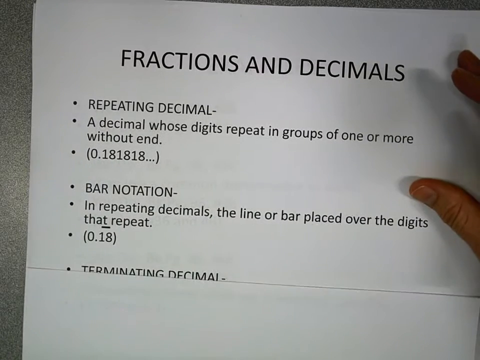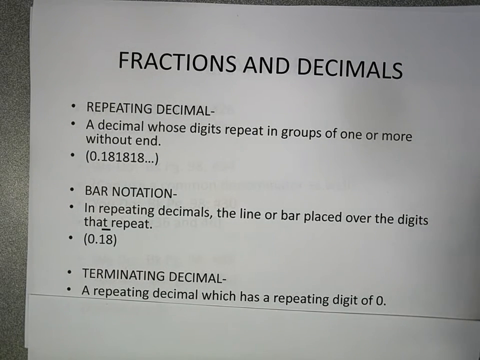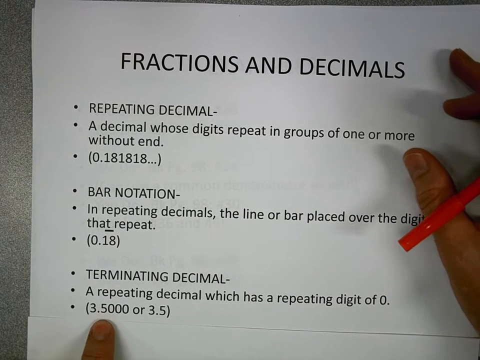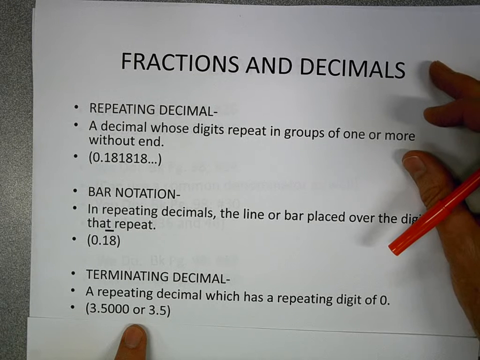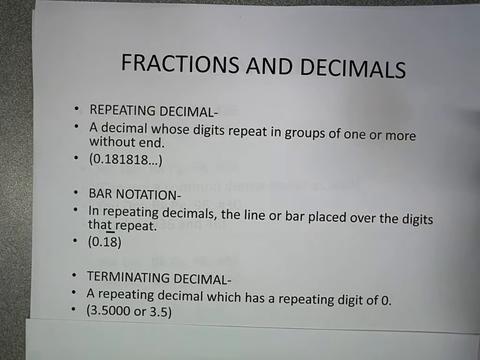And last but not least, terminating decimal, everyone. Terminating decimal. So here it is. You might see this definition somewhere. I always found this definition a little weird, but this is what your book says, and this might pop up on a test. A terminating decimal is actually, they consider a repeating decimal, which has a repeating digit of zero. Okay? So for example, 3.500000 goes on forever. It's repeating. Of course, when we write it down, we express it as just 3.5 or 3 5/10. Okay? So, definition of a terminating decimal. It's a repeating decimal that has a repeating digit of zero. Okay, questions on any of those?